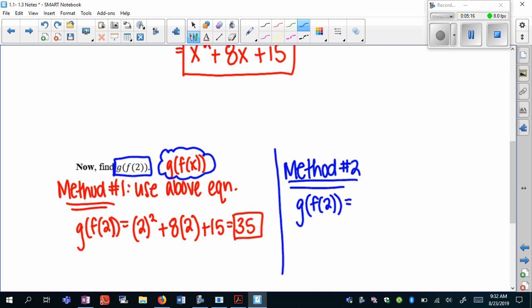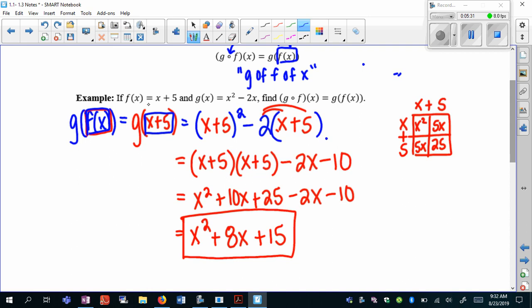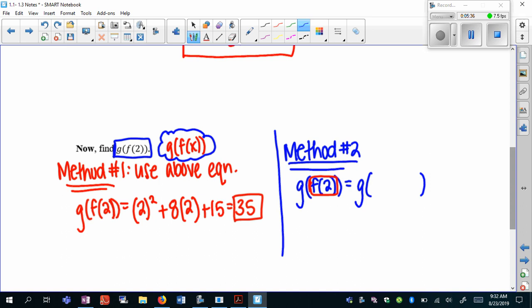So the first thing I would do is I would work on the inside. So you're working on the inside piece. So it means I'm going to keep the notation g, and I'm going to find f of 2. So f of 2, you're going to go back up to the top here, f of 2, and you're going to plug into here. So that means I'm going to plug 2 in for x. So where there was an x, so it was x plus 5 up top, it's going to be 2 plus 5. And then I'm going to simplify that. So this is going to give me 7.